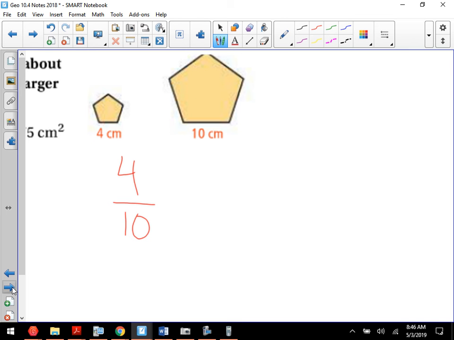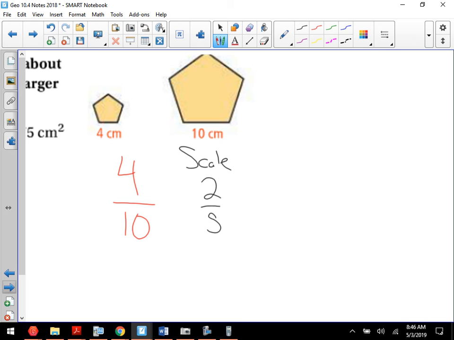Go ahead. Just scale factor. It's the same, but when you put that in the calculator, it'll simplify it, won't it? So if I put 4/10 in the calculator, what are you going to get? 2/5. Good. So that means your scale factor is 2/5.